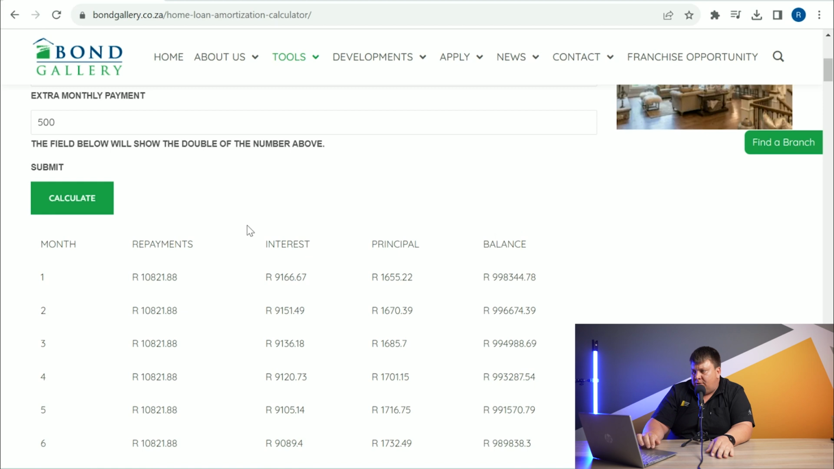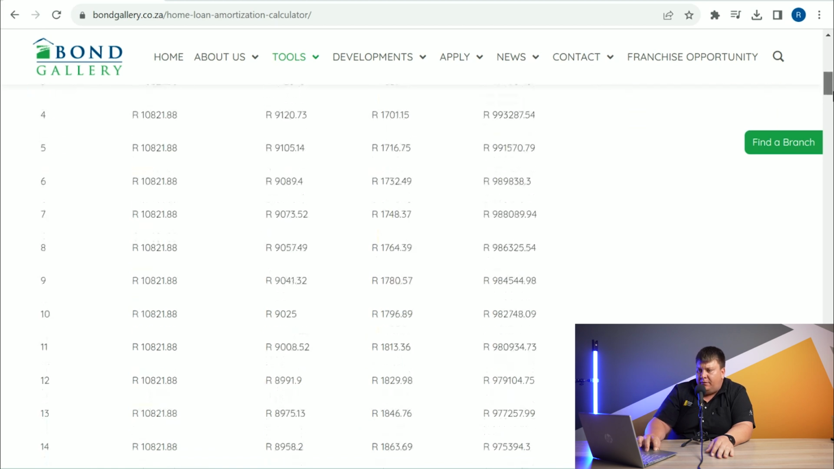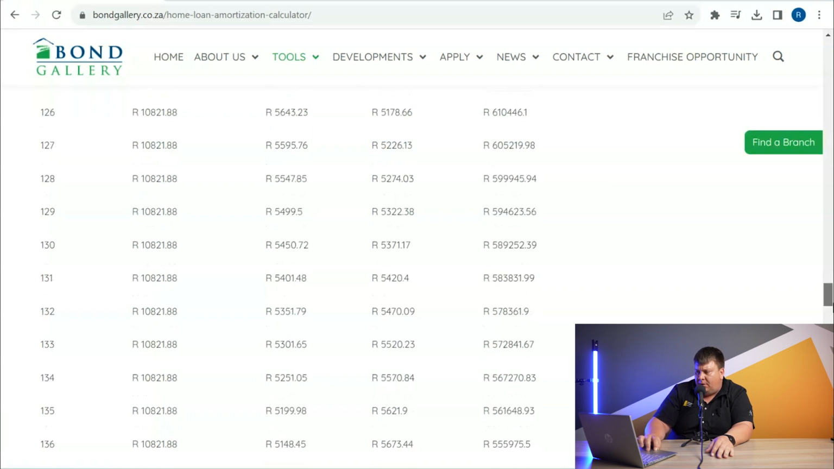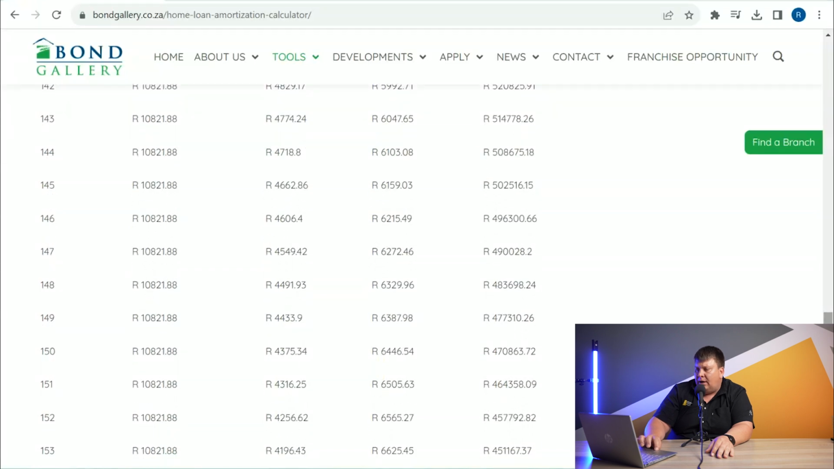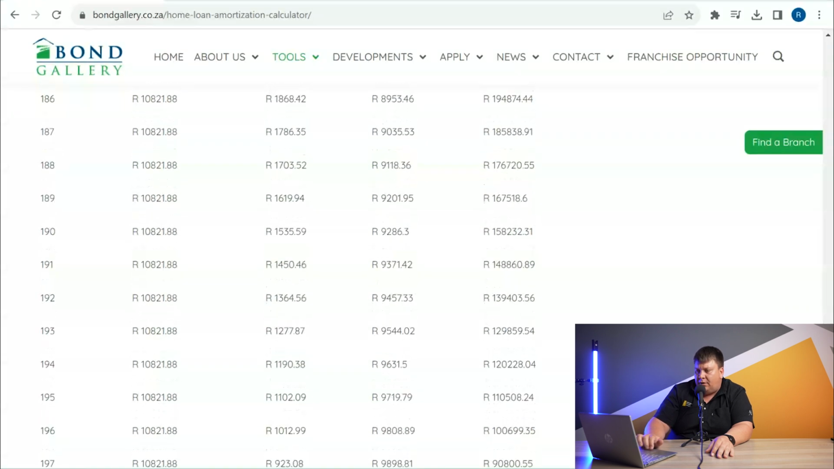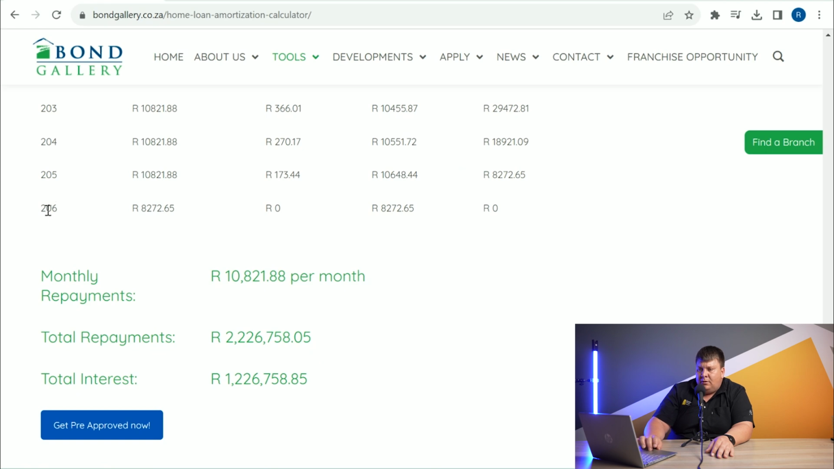I'm going to shoot straight down to the bottom line to have a look at what effect this has on the time period that it takes you to repay your loan, and also the total interest that you've paid over the loan. So you can see that the loan has been shortened to 206 payments rather than 240. So you've brought down that loan period by about 34 months.